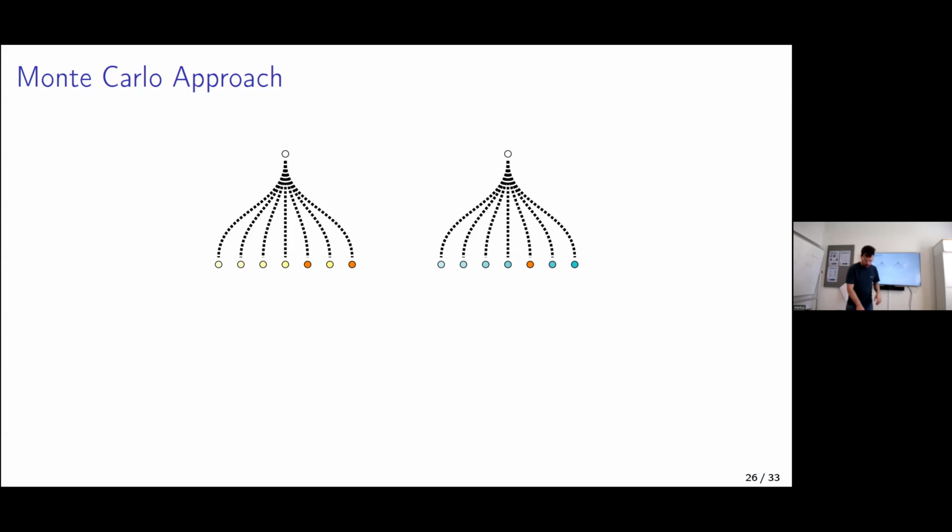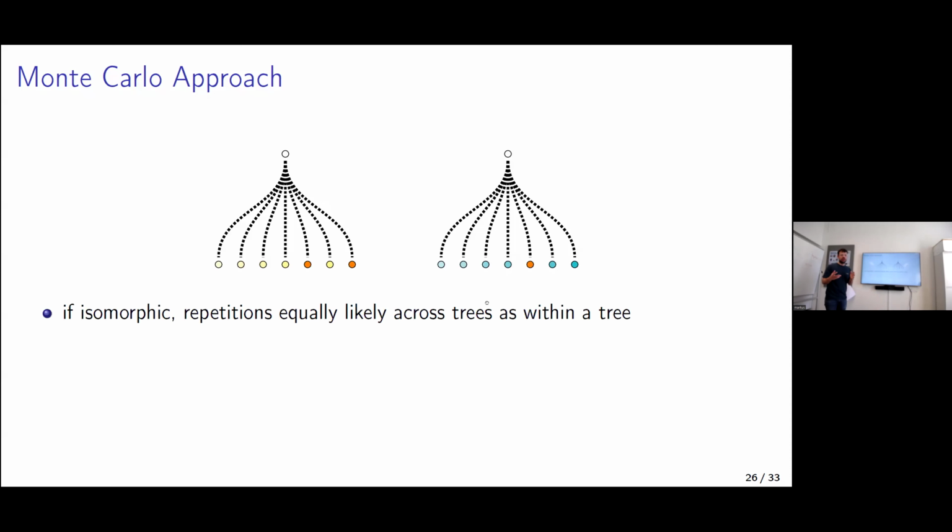Now, how can we turn this into an algorithm? We need one observation. If these trees are isomorphic, then these repetitions are equally likely within one tree or across the trees. So whenever we see a repetition, it's a coin flip whether we saw one within the tree or across the trees. Because they're isomorphic, and the random walks don't care how you order the tree, because it's random. So each time we see a repetition, it's a coin flip whether we found an isomorphism or not.